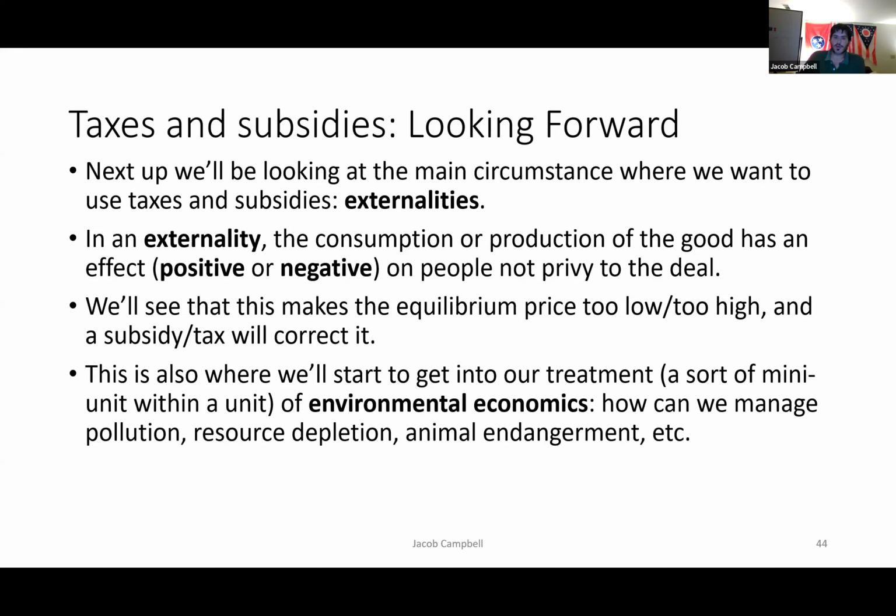And this is also where we'll start to get into our treatment of environmental economics. How can we manage pollution, resource depletion, animal endangerment, etc.? Because a lot of that subject matter is going to directly tie into externalities.